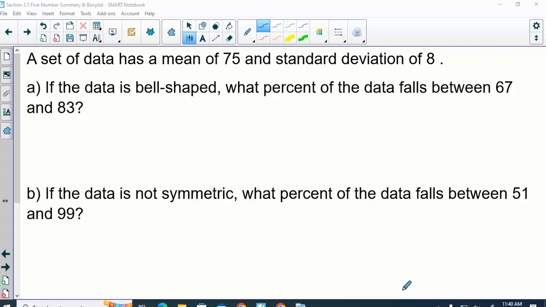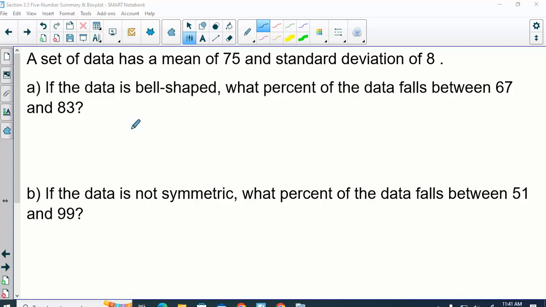But let's take a look at this problem. A set of data has a mean of 75 and a standard deviation of 8. If the data is bell-shaped, what percent of the data falls between 67 and 83? So what rule are we going to use if it's bell-shaped? The empirical rule. Get out your formula sheet so you can look at this and know where to find things.